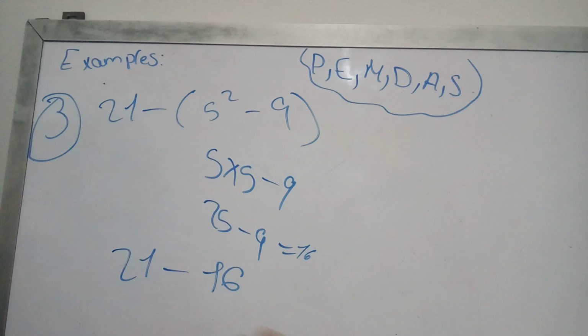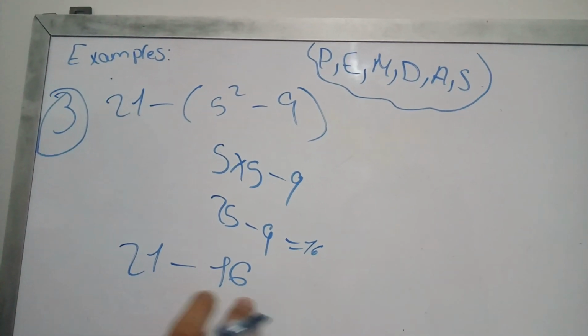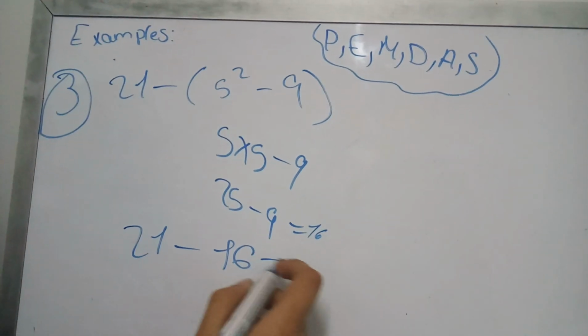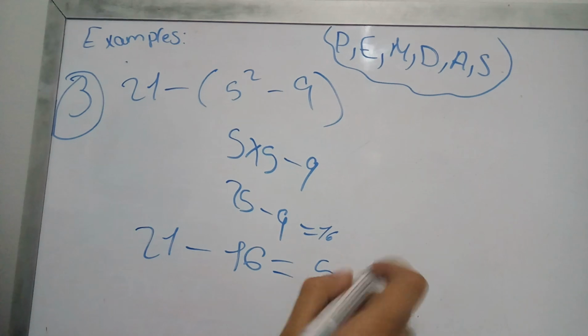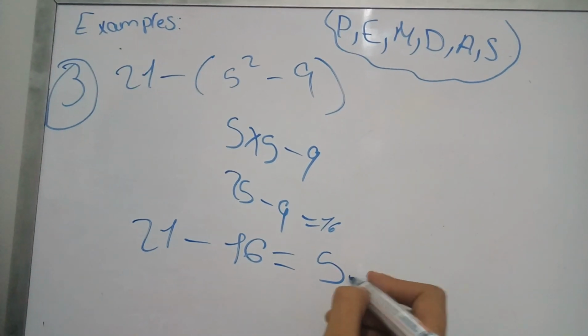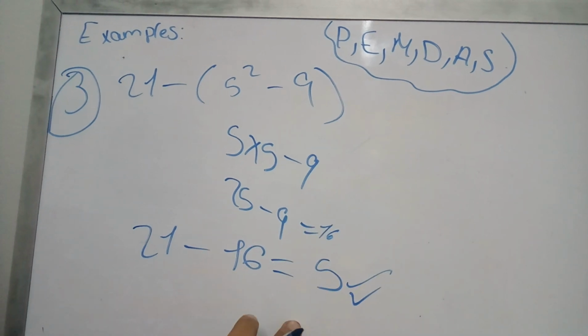well, it became a normal expression, a normal question. 21 minus 16. Okay, it will be 5. So this is the right answer. Okay, this answer is the correct one.